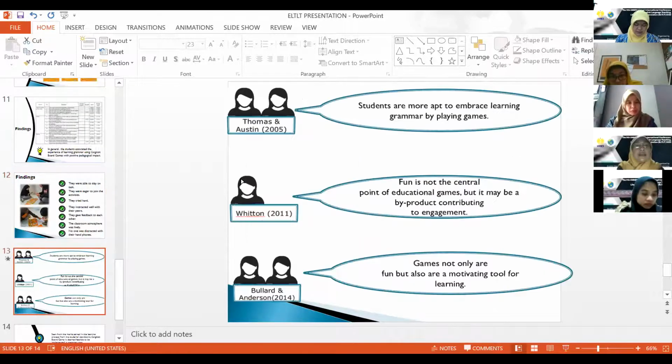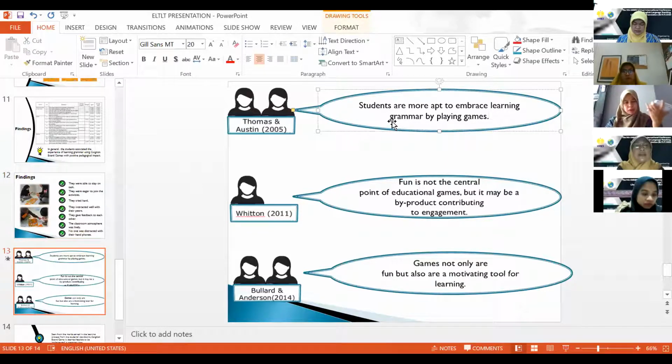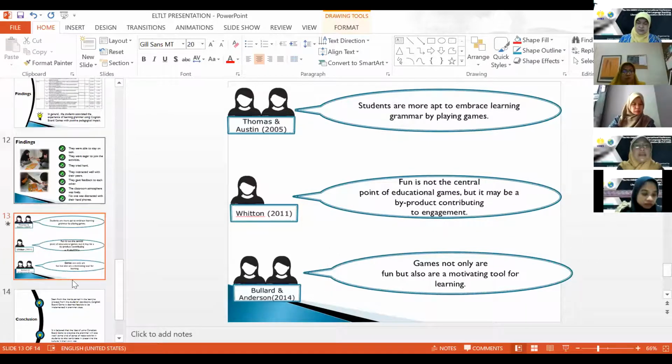There is a lot of research showing how important games are for teaching and learning. The results of my findings are in line with some previous studies, which state that students are more apt to embrace learning grammar by playing games. Fun is not the central point of educational games, but it may be a byproduct contributing to engagement. Games are not only fun, but are also a motivating tool for learning.